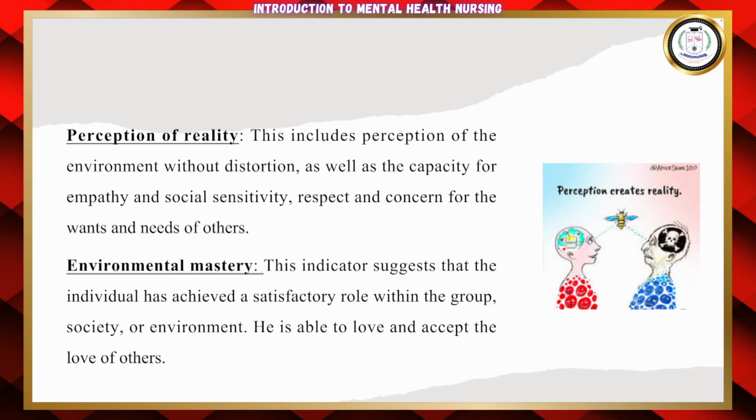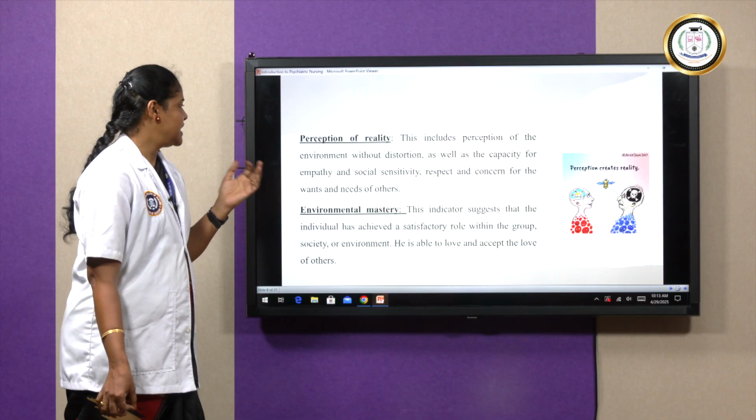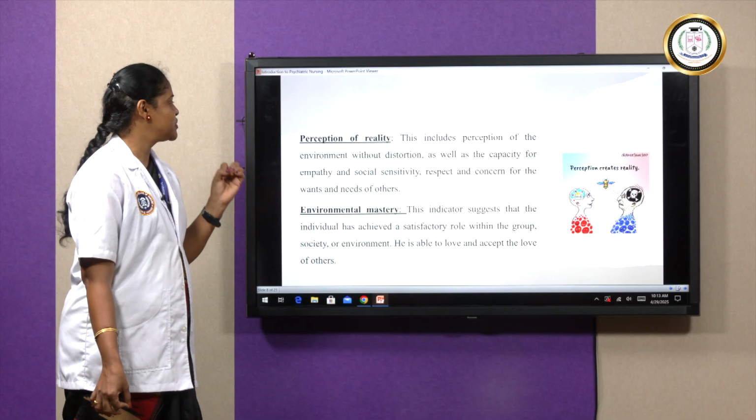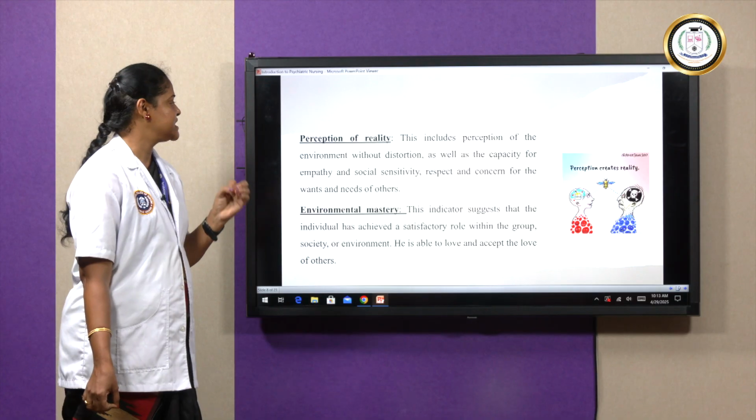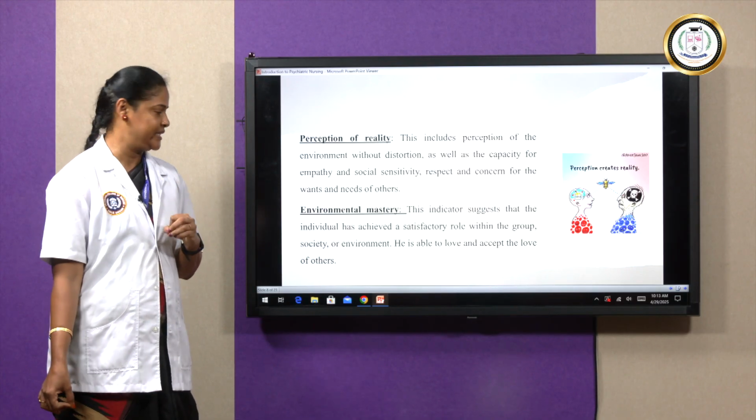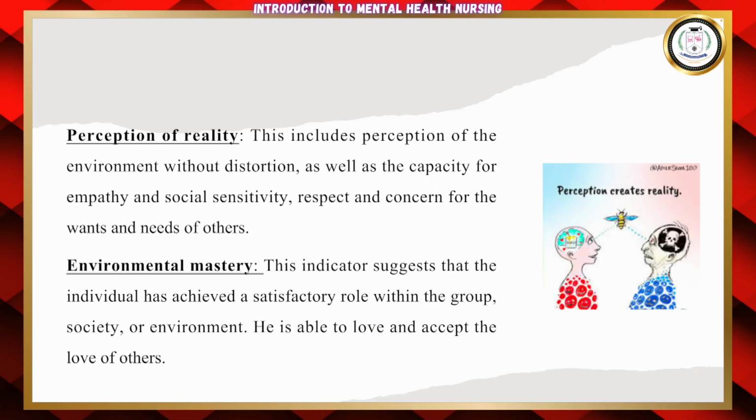The next indicator is perception of reality. Here, a mentally healthy individual should perceive the environment without any distortion, with the capacity for empathy and social sensitivity, respect and concern for the wants and needs of others. The last one, environmental mastery. This indicator suggests that the individual has achieved a satisfactory role within the group, society, or environment, so he is able to love and accept the love of others.